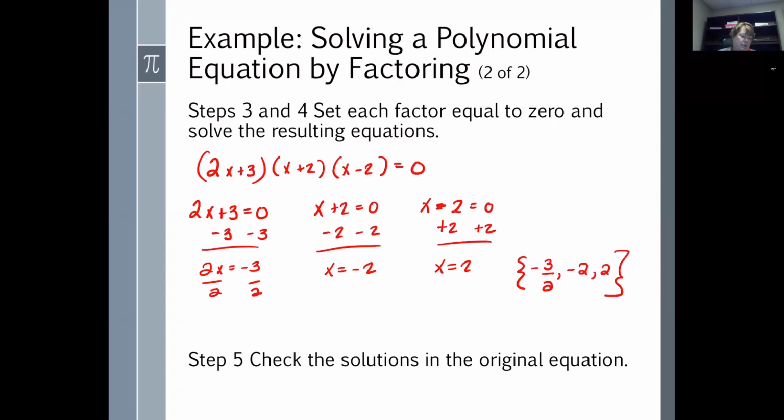Now I should check these 3 solutions to ensure that they are correct. And I can plug each one of those back into the original equation and check that my solutions are correct.